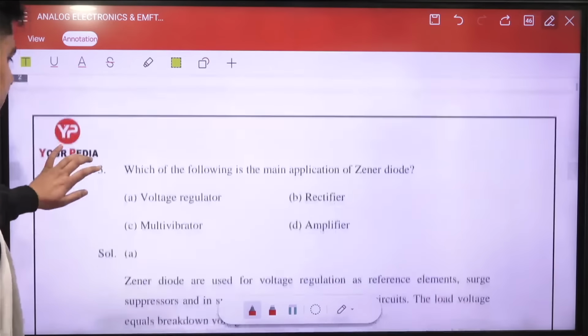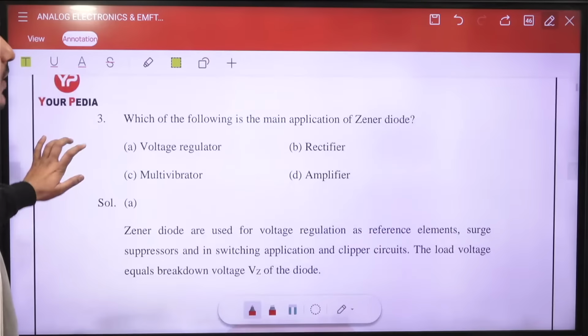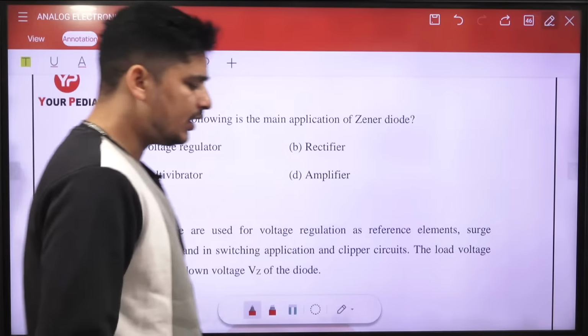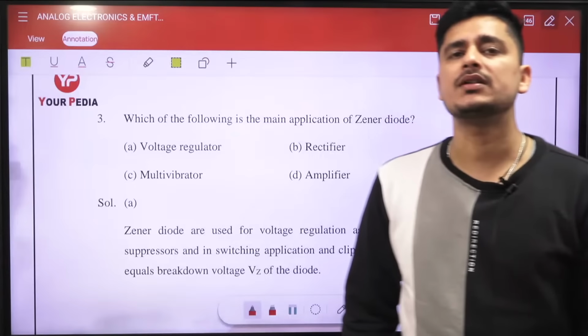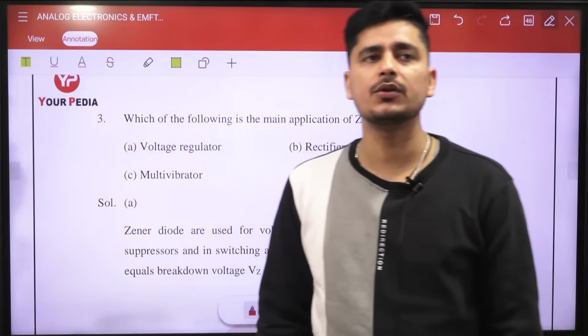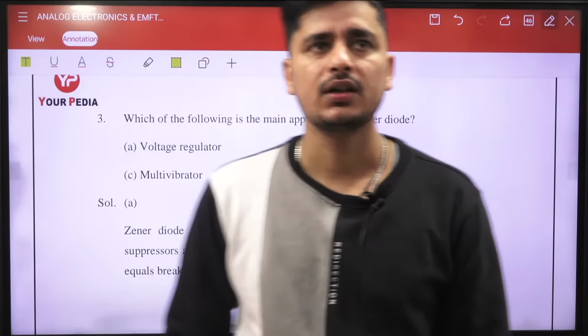Next is: which of the following is the main application of Zener diode? Basically, the Zener diode is mostly used for what purpose? Zener diode is mostly used for voltage regulation, right?